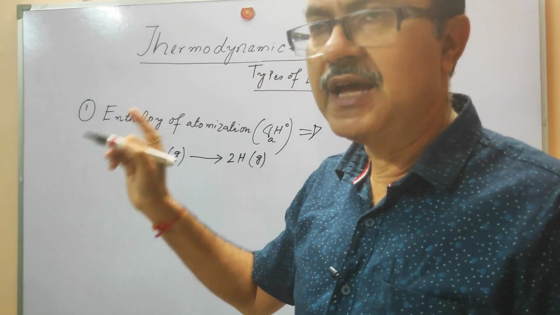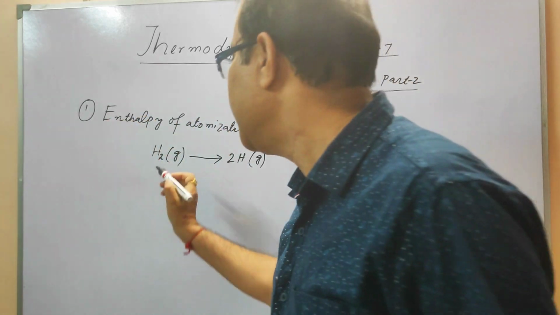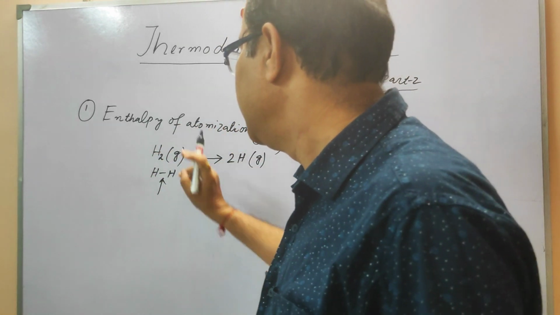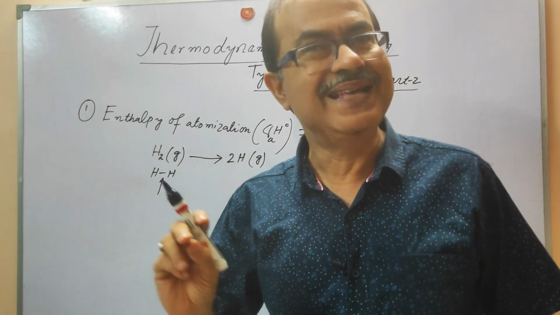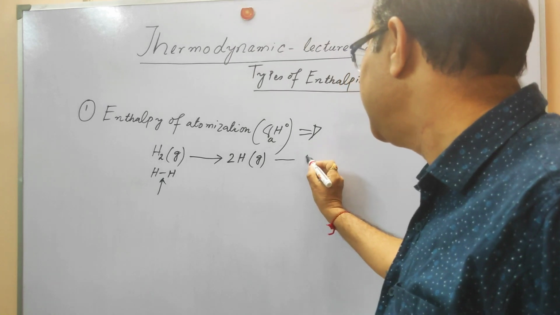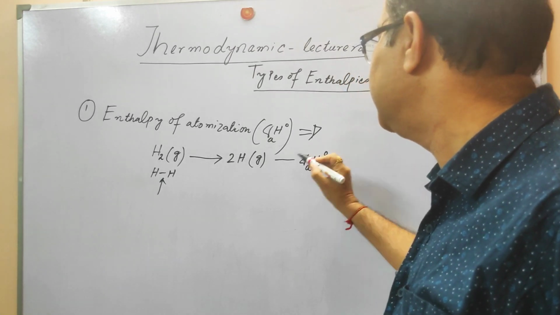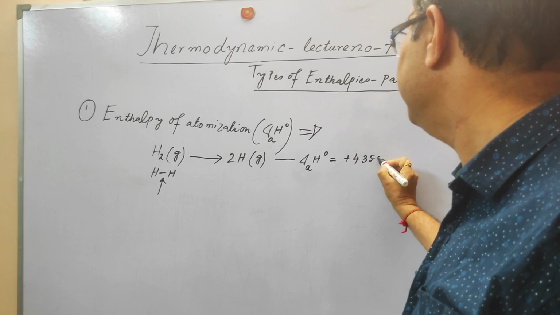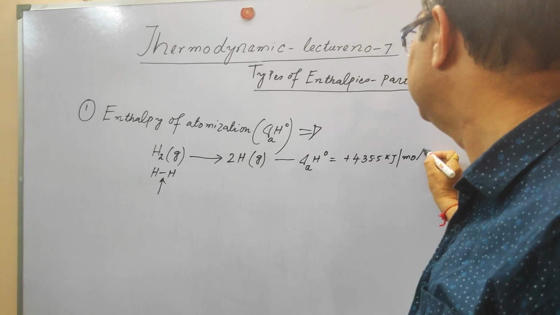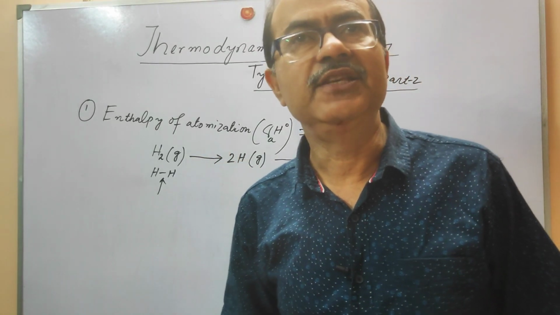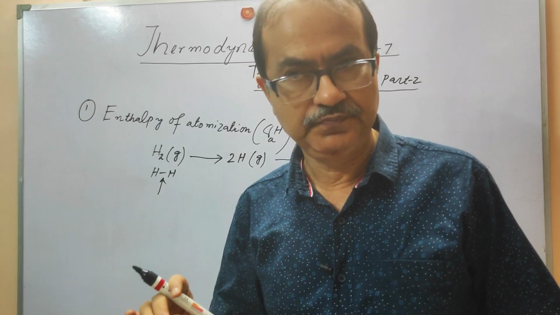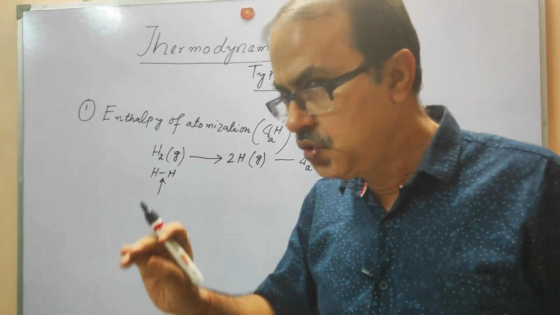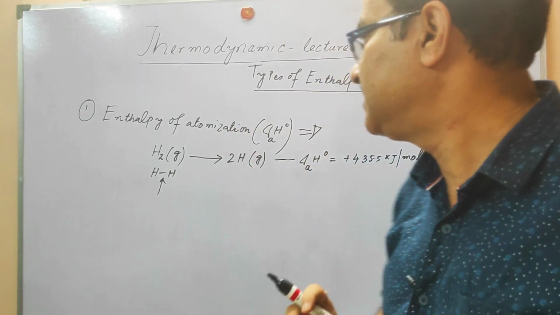In this process, the enthalpy change, when 1 mole of hydrogen bonds is broken to produce hydrogen atoms in the gaseous state, is the standard enthalpy change of atomization. It takes around 435.5 kilojoules per mole of energy to break this bond, and this is called the enthalpy of atomization of hydrogen molecules.